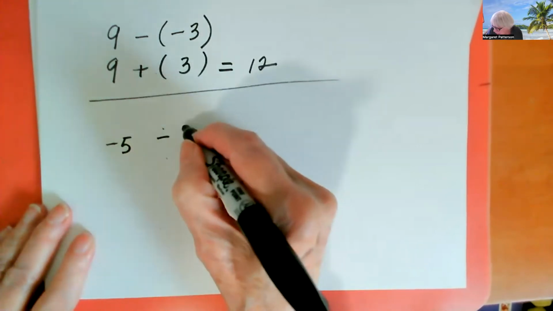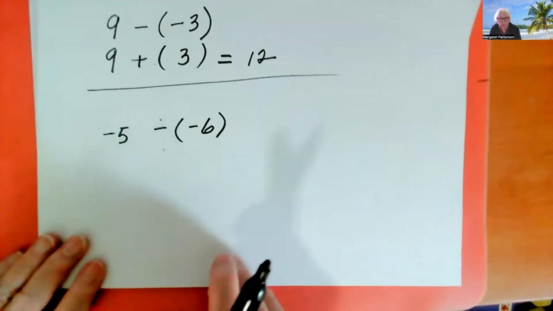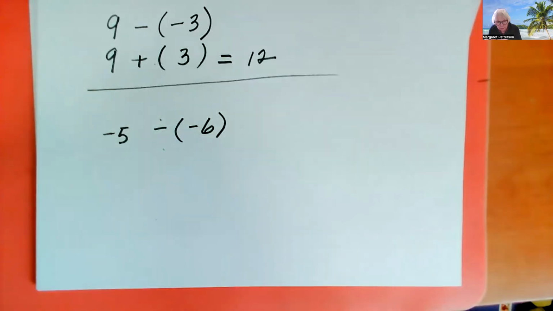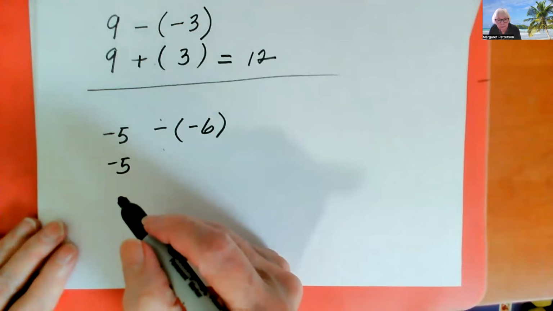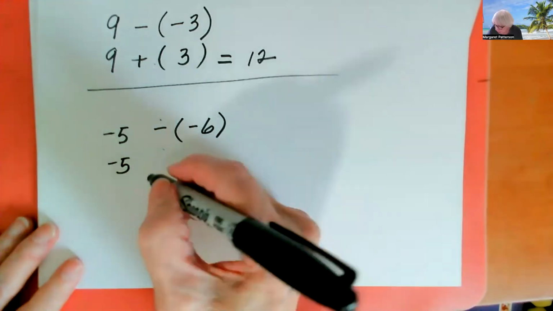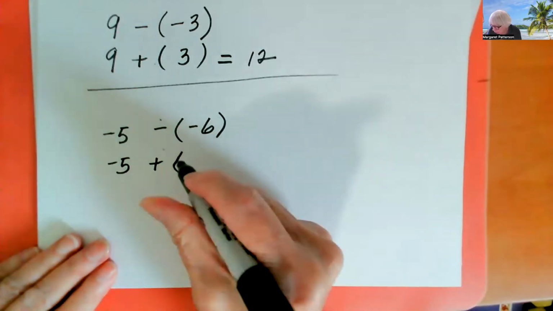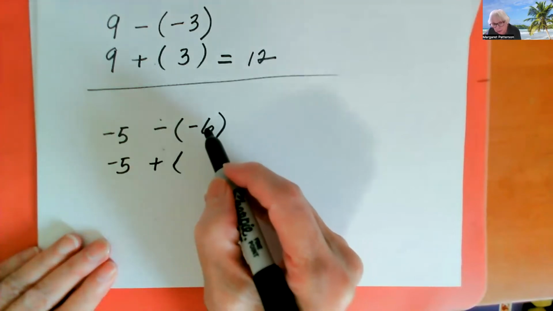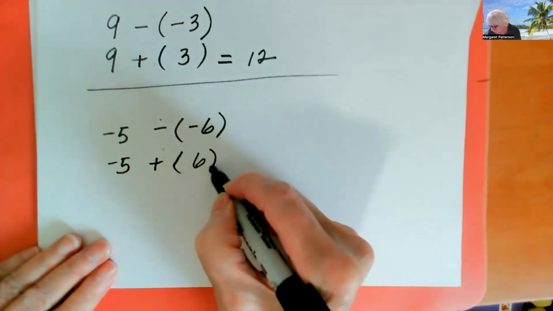-5 subtract -6. Once it's clear it's subtract, there's just one rule. The first number is copied. I can put it in parentheses if I want to. The subtract sign is switched to addition, but when I make subtract into addition, I change this to its opposite. The opposite of -6 is 6.